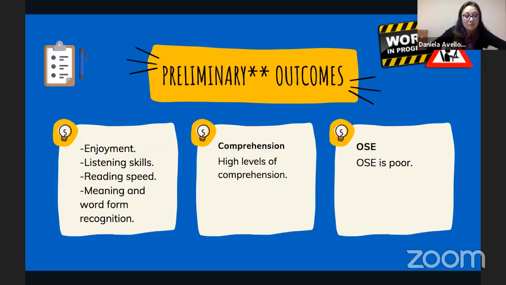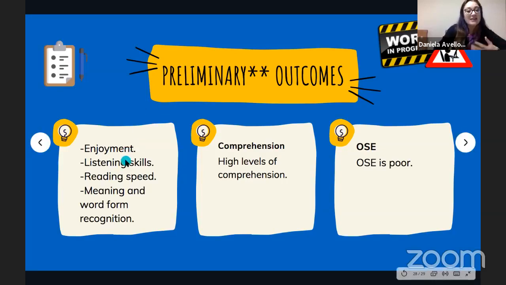When I sent my abstract to participate in this conference, I was confident that I was going to be able to present my preliminary results, but due to all the challenges, the process has been slow and time consuming. So this is why today I'm presenting preliminary outcomes, which are mostly qualitative.